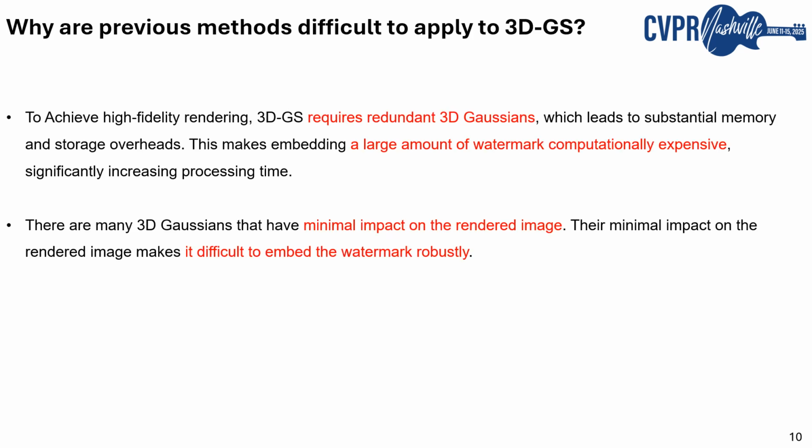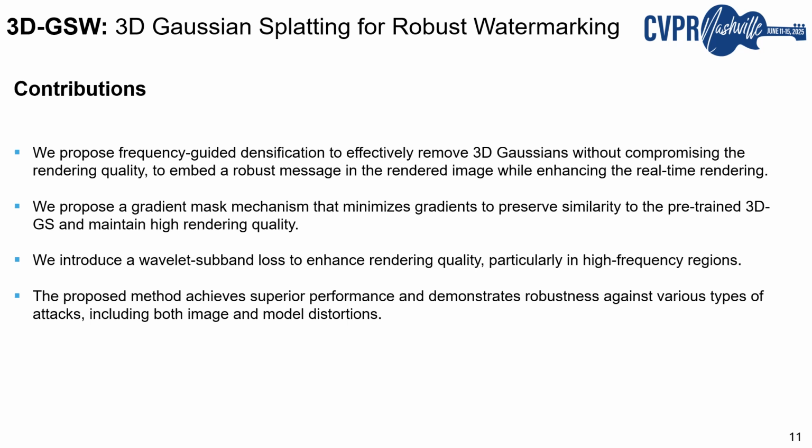Previous methods are unsuitable for 3D Gaussian splatting because it has numerous 3D Gaussians for high-fidelity rendering, leading to high memory and storage costs. Embedding large watermarks is computationally expensive and time-consuming, while many 3D Gaussians have minimal impact on the rendered image, interrupting robust watermark embedding. To address these issues, we propose 3D-GSW.